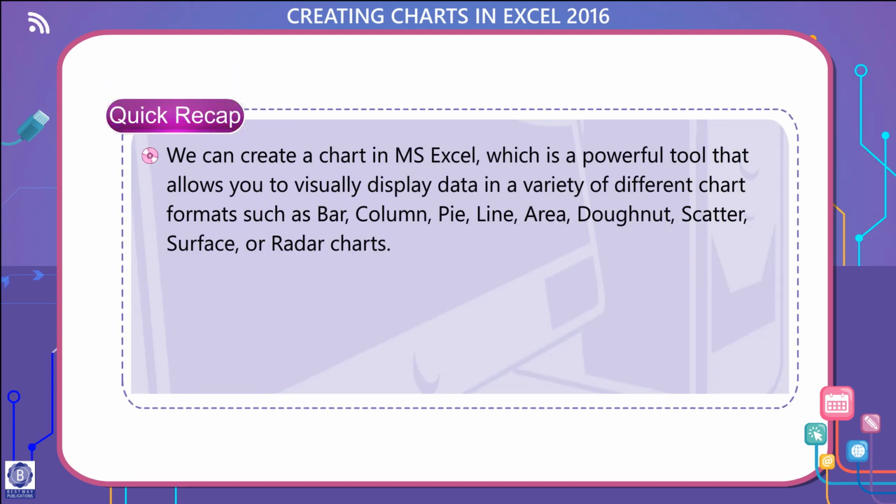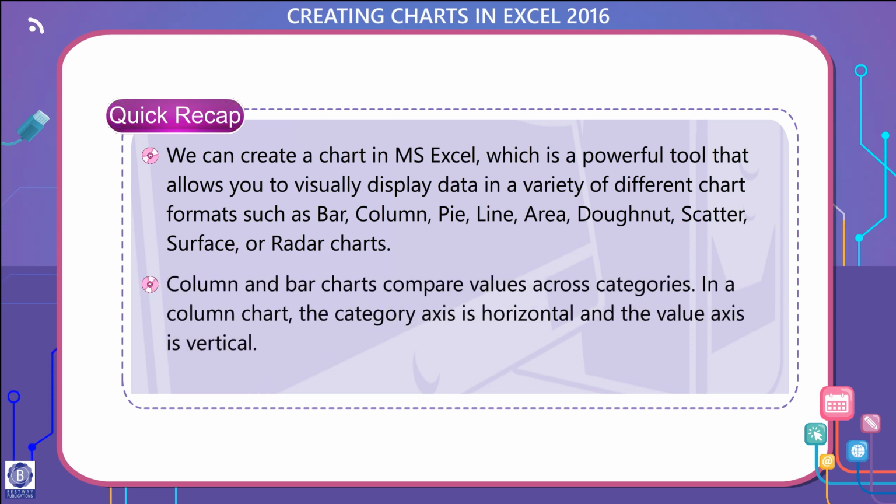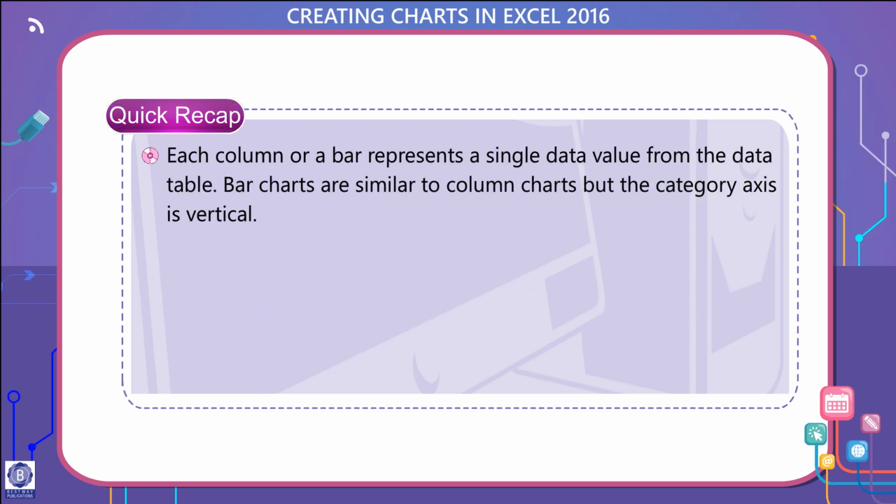Quick recap. We can create a chart in MS Excel, which is a powerful tool that allows you to visually display data in a variety of different chart formats such as bar, column, pie, line, area, donut, scatter, surface, or radar charts. Column and bar charts compare values across the categories. In a column chart, the category axis is horizontal and the value axis is vertical. Each column or bar represents a single data value from the data table.